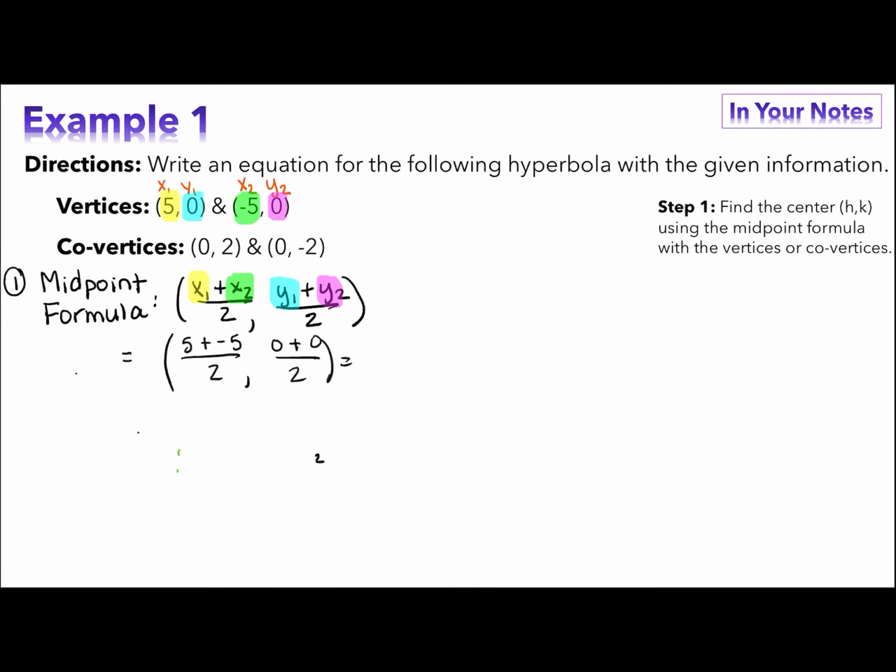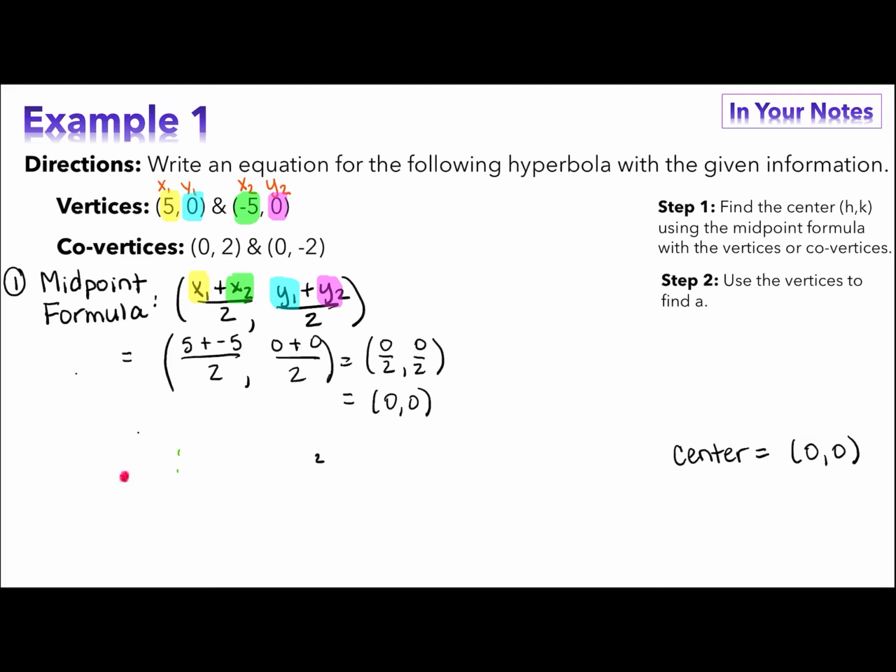We're going to actually do the math now. So once again, I replace x1 with 5, x2 with -5, y1 with 0, y2 with 0. Add these two together. 5 plus -5 is 0. And 0 plus 0 is 0. Both of these are being divided by 2. So therefore, our center is (0, 0). At the bottom right, go ahead and write that somewhere. Center is (0, 0).